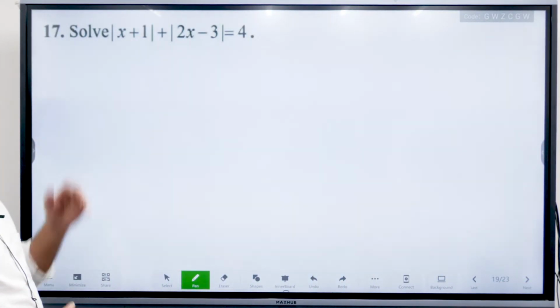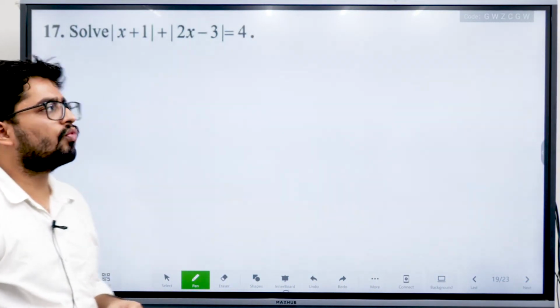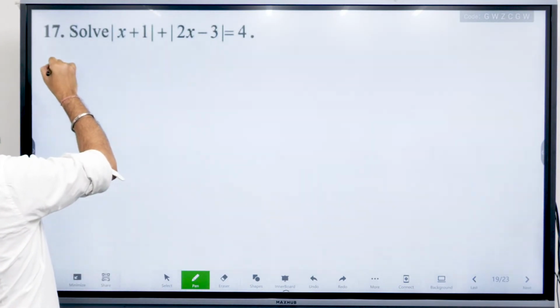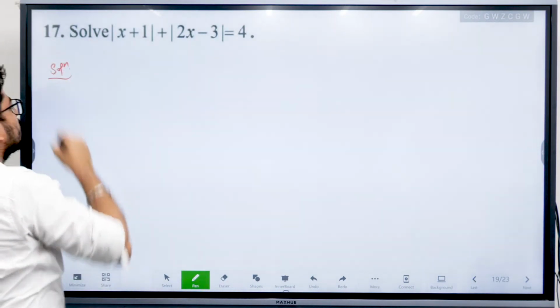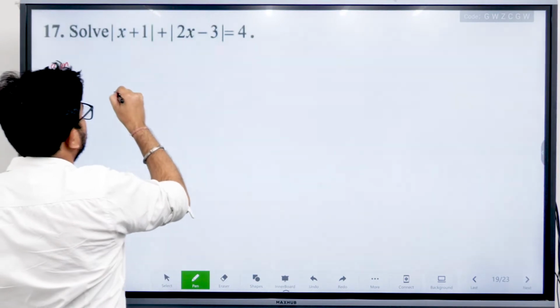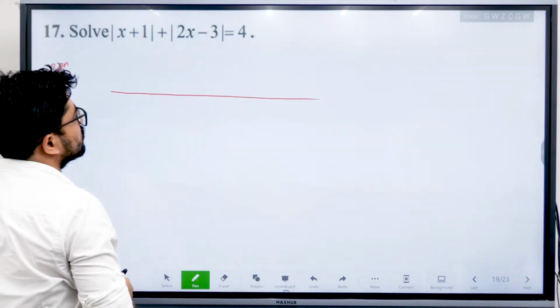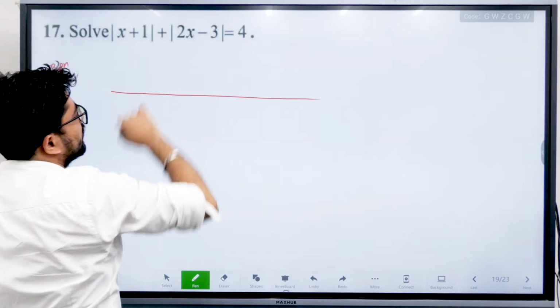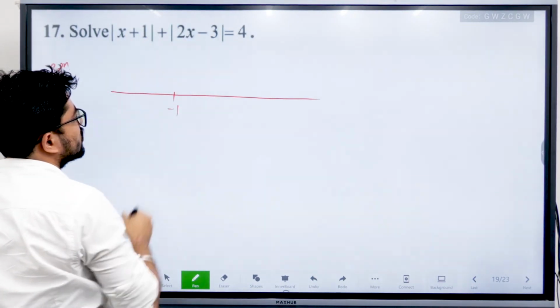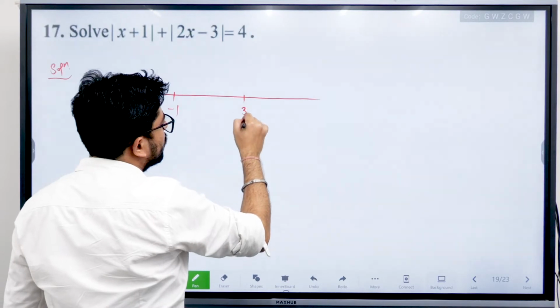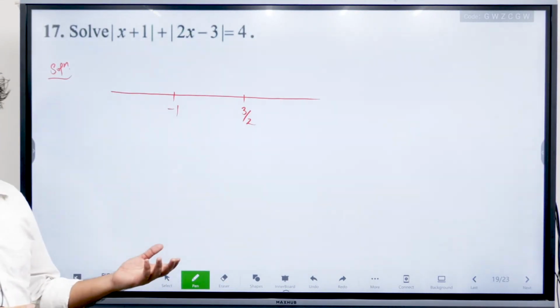The next question is an equation involving modulus. So how can we simplify it? The solution is, first of all, draw your number line. Now write the zeros of these functions, x plus 1 and 2x minus 3. So this is at minus 1 and this is at 3 by 2. So now we have three different intervals.